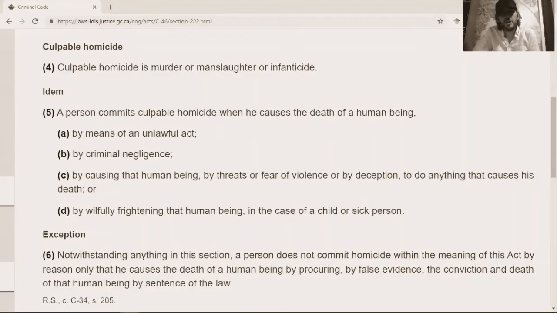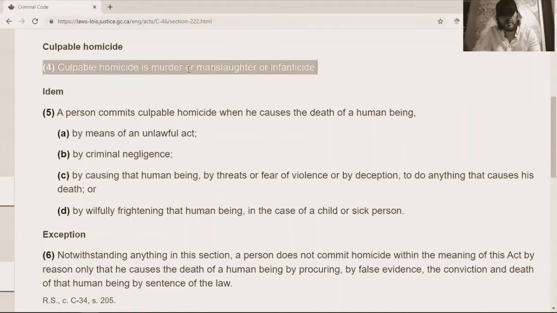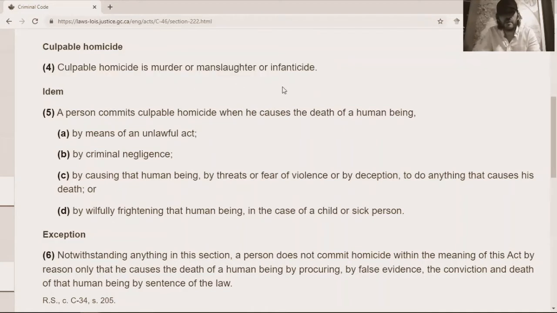What is the relationship between murder and manslaughter? Well, both are forms of culpable homicide, along with infanticide, which we're going to set aside for today. This is made clear under Section 222, sub 4 of the Criminal Code, which makes clear that culpable homicide is murder or manslaughter or infanticide. Must be one of those three.